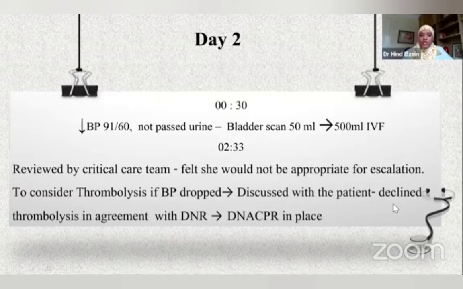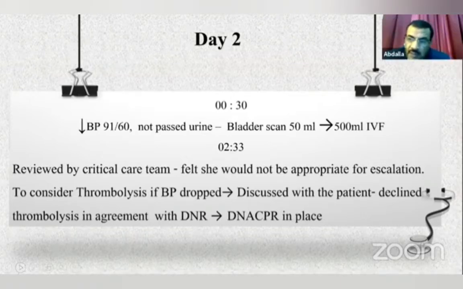And then at that stage, the DNR was discussed with her as well, and she was in agreement. Her wish is not to be resuscitated at that stage, and accordingly she was considered as not for escalation, and she was kept under monitoring. And still, if she changed her mind, the plan was to consider thrombolysis, but the patient declined that option.